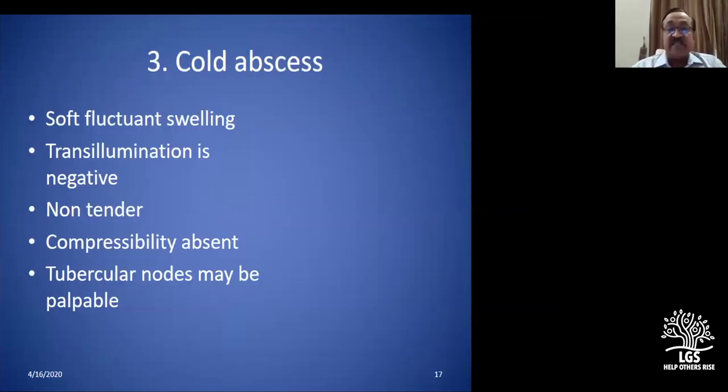Next important swelling in the posterior triangle is a cold abscess. Obviously, we mean tuberculosis: short duration, evening rise of temperature may or may not be there, a little bit of emaciation or weight loss, again a fluctuant swelling, transillumination negative, non-tender, compressibility absent. You have to carefully examine for other nodes there. As I mentioned yesterday, it's always a loco-regional examination.